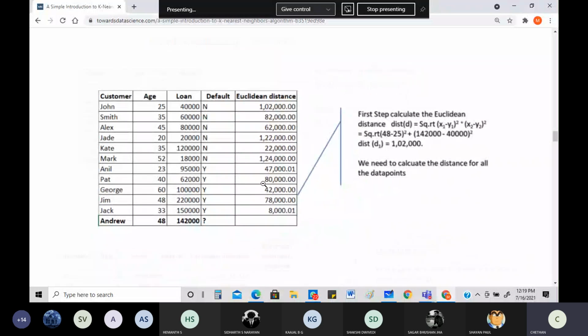If I figure out, this is what I got. Okay, I hope it's visible. See, this is what I got for each and every person. Of course, for Andrew, you're not going to do it. You're not going to do for Andrew 48 minus 40, then again 140. That's being plain stupid. For the other people, you need to figure out because you need to place Andrew in one of the categories, either yes or no.